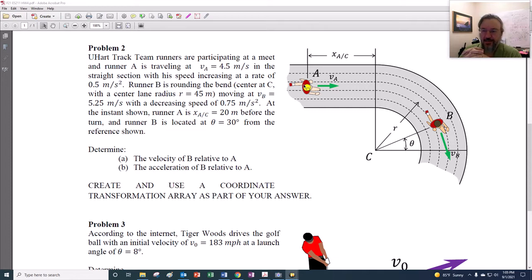Okay, let's see. Runner A is going at 4.5 meters per second in the straightaway here. His speed is increasing, so he is accelerating at 0.5 meters per second squared. Runner B is rounding the corner right there.